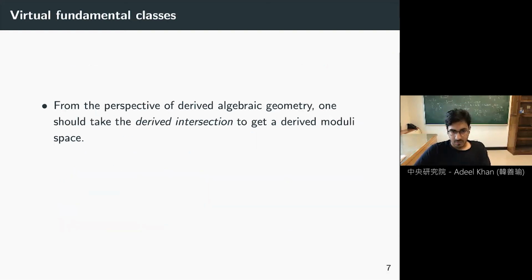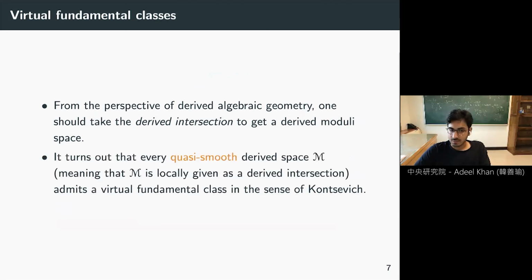So from the perspective of derived algebraic geometry, we should take the derived intersection instead, and we get this kind of derived moduli space. Turns out that anytime you have this kind of moduli space given in this way, a so-called quasi-smooth space, you can always define very naturally a virtual fundamental class in the sense of Kontsevich and define these invariants.